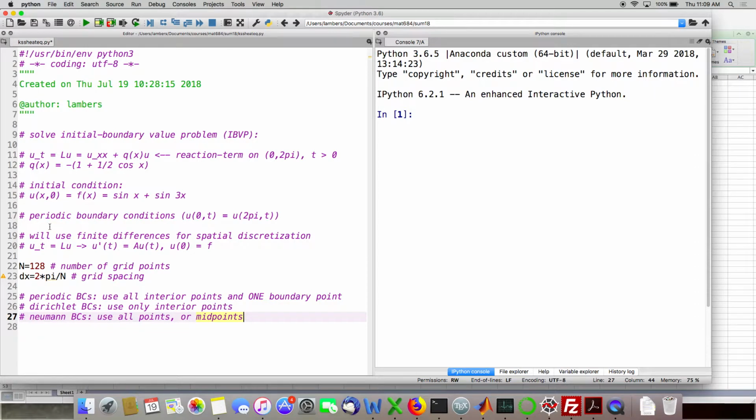Okay, but the first choice is what we're using, since we're sticking with periodic. But in case you wanted to take what I do here and adapt it to something else, this is how you could do it.